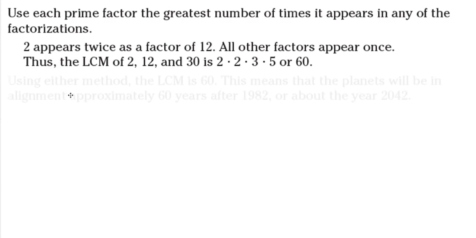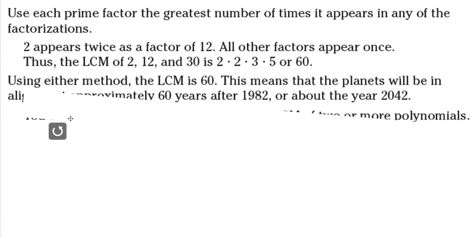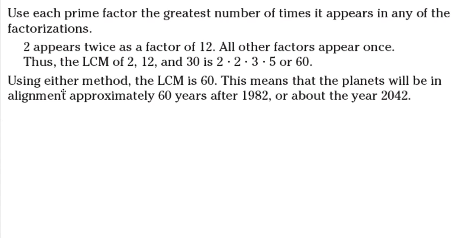Let me just go through this, and then I'll show you another method, which we've been doing in 6th grade and 7th grade. Using either method, the LCM is 60. This means that the planets will be in alignment approximately 60 years after 1982, or about 2042.